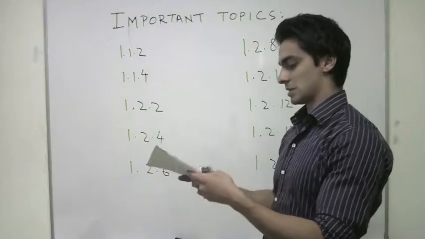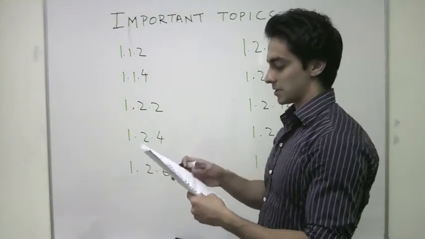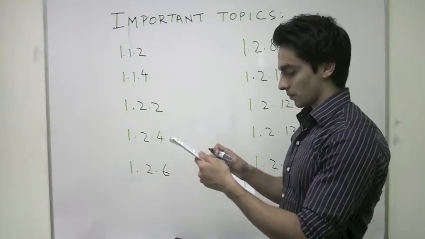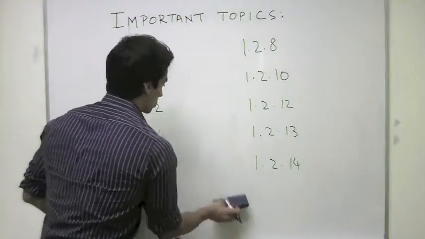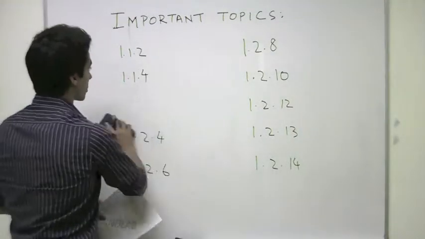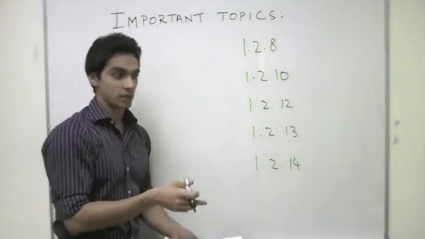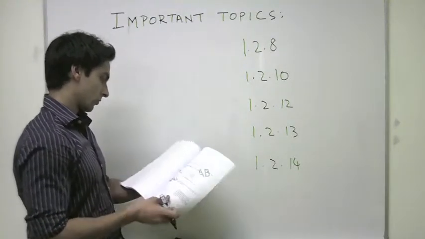1.2.10 says state uncertainties as absolute, fractional and percentage uncertainties, and also determine uncertainties in the results. So this is one of the most important points of this chapter, which will pretty much always be tested in the data analysis question.